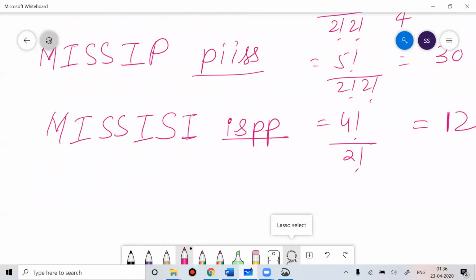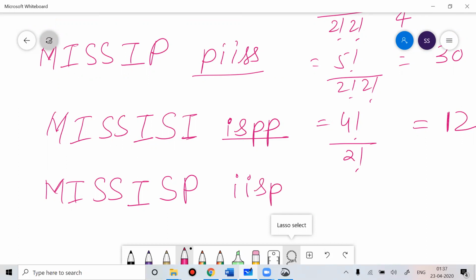Okay. Then MISSI, then S after I, then again S, P will come. So with P, how many can you make? 2 I's and 3 S's, you will use 1 S, 1 P is left. This is again 4 factorial by 2 factorial. This is again 12.